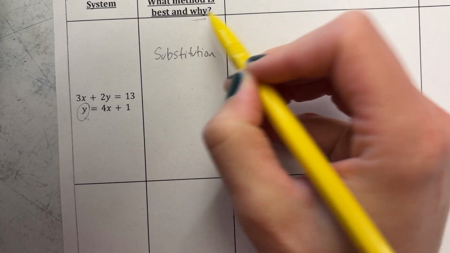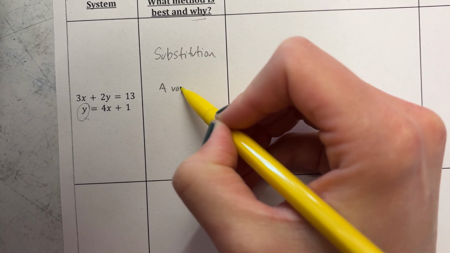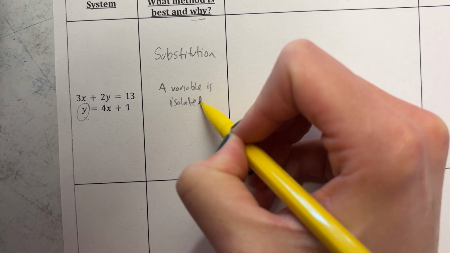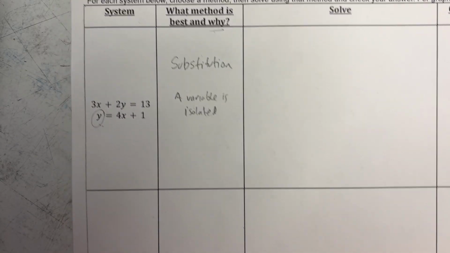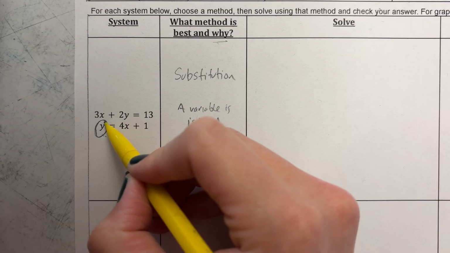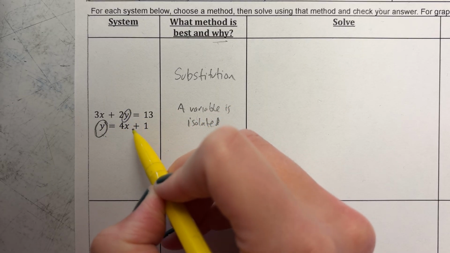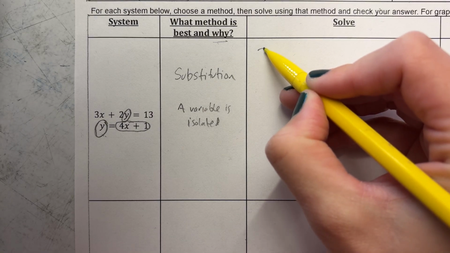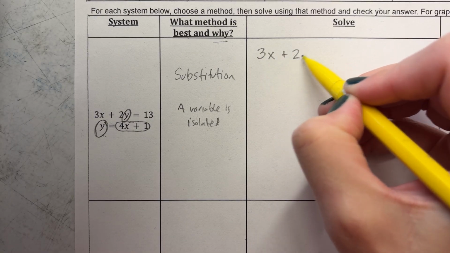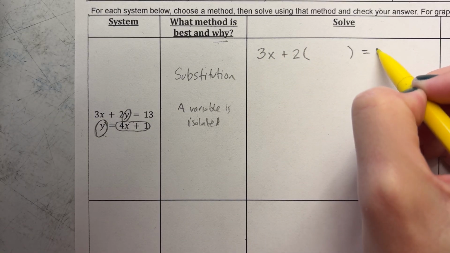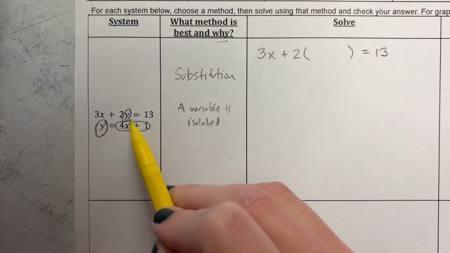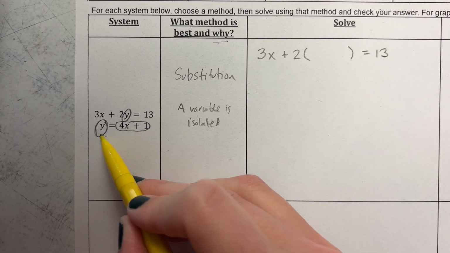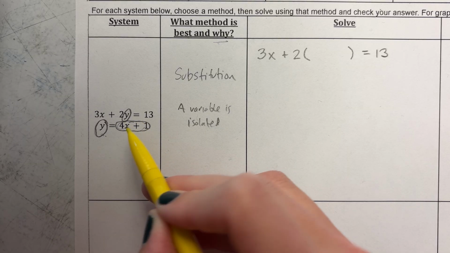Okay, and the question is why? A variable is already isolated. And what does that mean? That means I can solve this easily because this y, which is the same as this y, is equal to this 4x plus 1. So I'm going to write this top equation, 3x plus 2y equals 13. Here's the same equation, 3x plus 2y equals 13. But instead of y, what am I going to write? I'm going to write this expression that I know is equal to y.